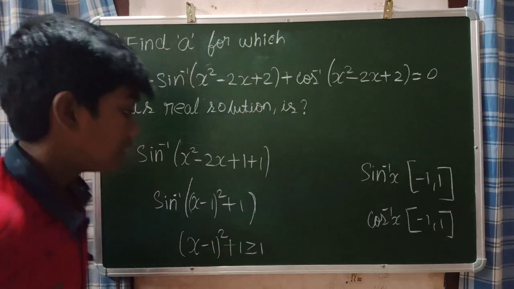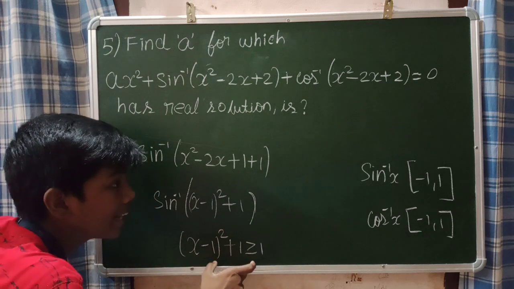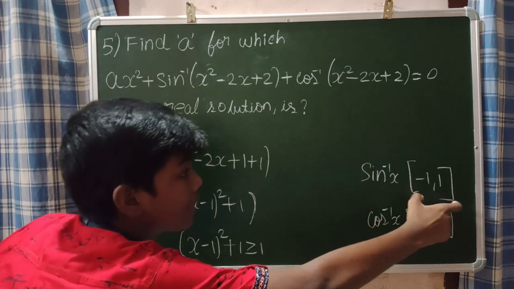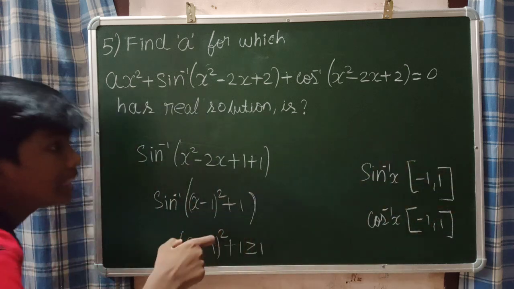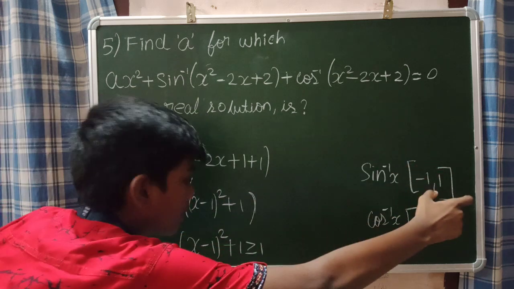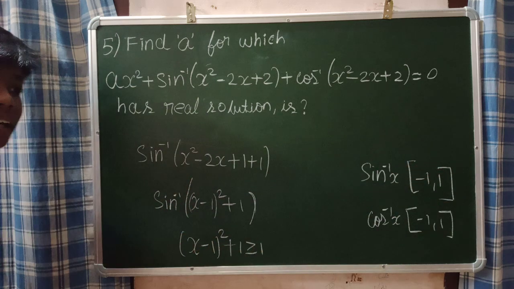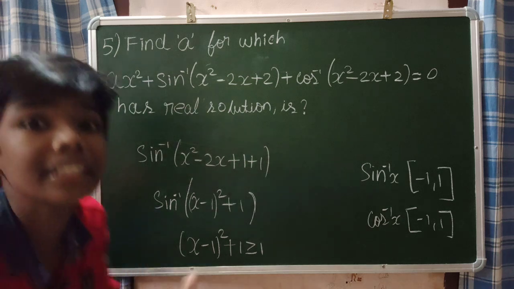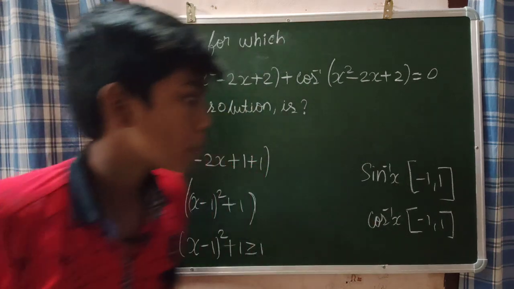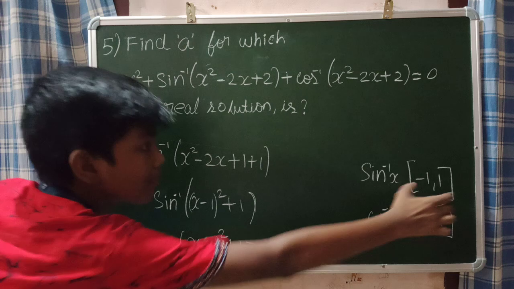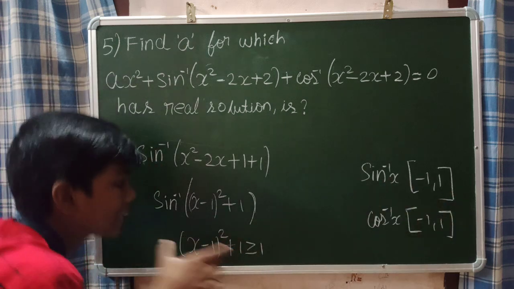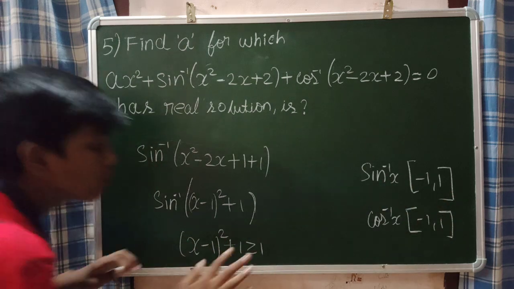But this should not be greater than 1, right? Because the domain of sine inverse is minus 1 to 1. That means it should lie between minus 1 to 1. It cannot be greater than 1, because if it is greater than 1, we are restricting the domain. That means this should not be greater than 1. This should only be equal to 1.